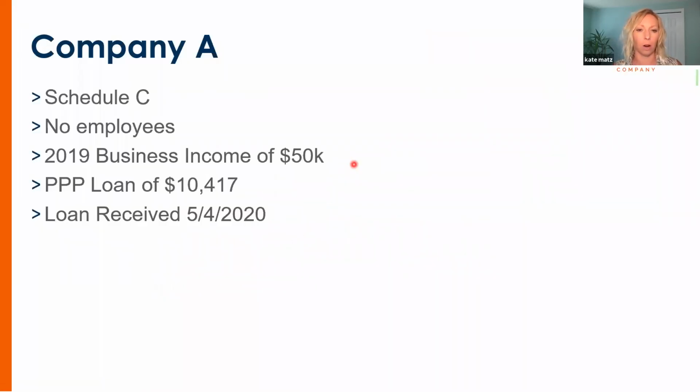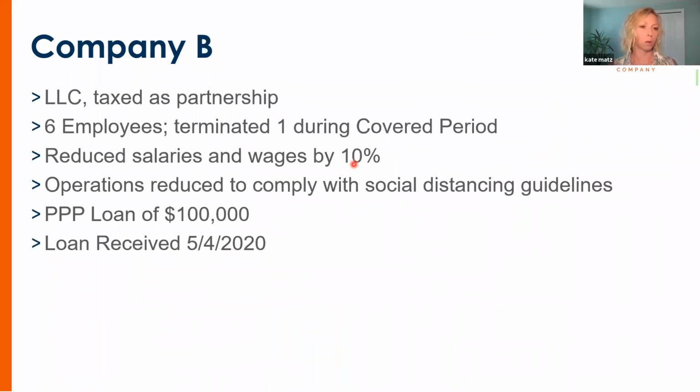Let's take a look now at something a little bit more involved, and that would be our company B. Company B is an LLC taxed as a partnership, and they've got 6 employees. Now, they used to have 7. They did let somebody go during the covered period. They reduced their salaries and wages by 10%. We do note that they've reduced their operations to comply with social distancing guidelines.